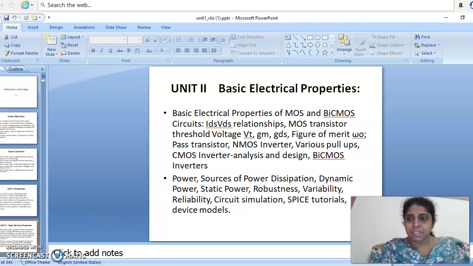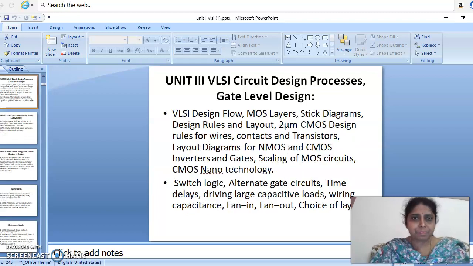So similarly, when we discuss about the third unit, VLSI circuit design process and gate level design, this is the heart of this total course, VLSI design flow. So we will discuss VLSI design flow right from the specification to the GDS2 file, and the basics like what are the MOS layers. So in MOS we have gate, source, drain. What material we use for gate, what material we use for source and drain, and how to form the transistors and the stick diagrams, different color codes for representing different layers.